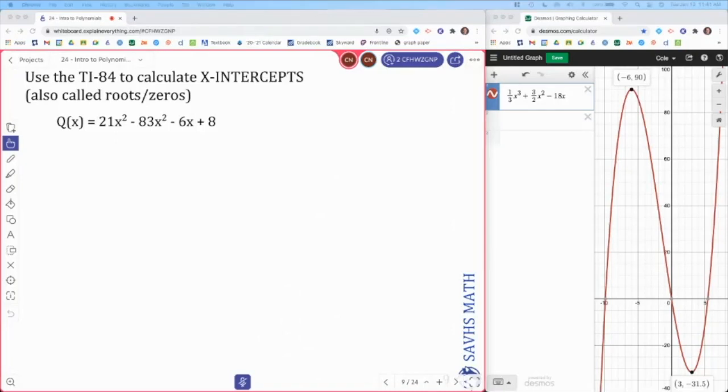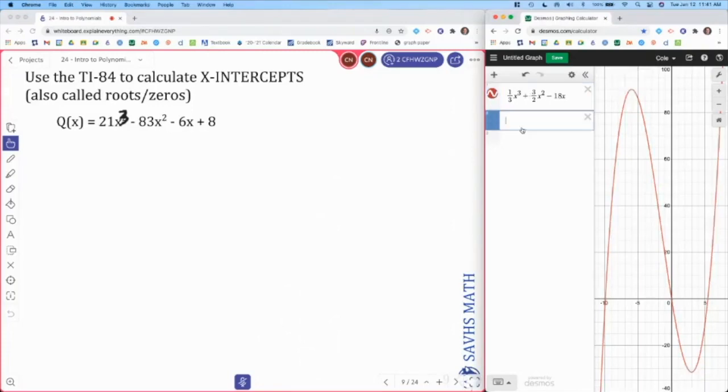Okay. We can do the exact same thing with x-intercepts. Let's try this other polynomial. This one is also cubic. So I'm going to give you Desmos. You can look at my screen and type that in. This should be a 3, my bad. So I'm just going to even leave this one up, and so we can compare them. 21x to the third minus 83x squared minus 6x plus 8.